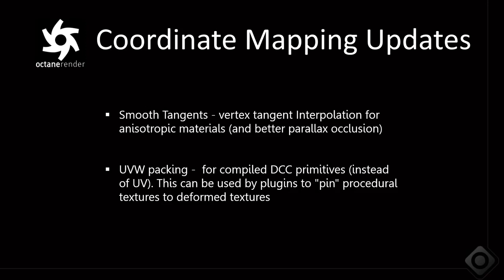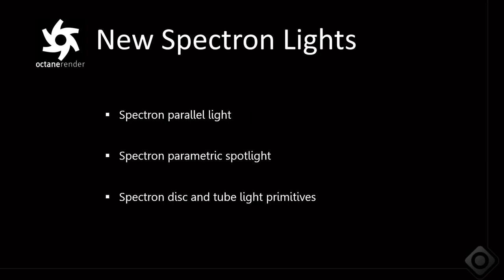Some updates and feature improvements to coordinate mapping. Smooth tangents will work. This is also important for parallax occlusion shaders that we're adding. And it'll make anisotropic materials work better as well. And UVW packing from plugins. There's a limitation that we're addressing with UVW packing for compile primitives that'll allow you to more easily pin procedural textures to deform texture output that we were showing.